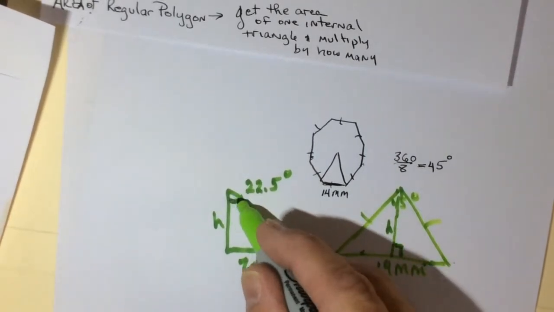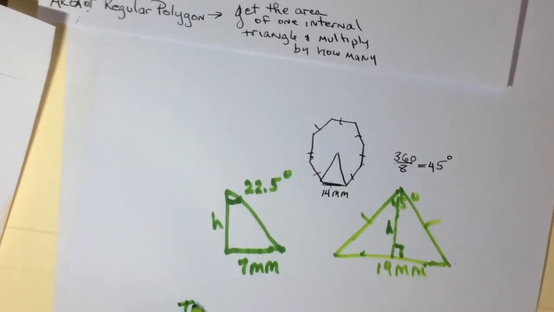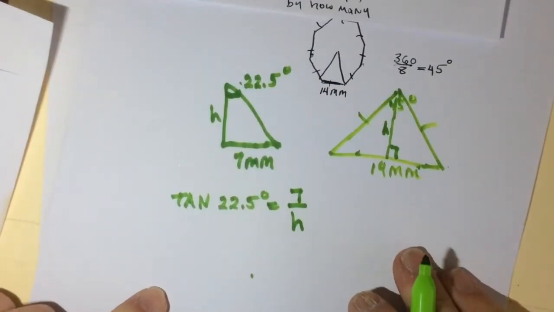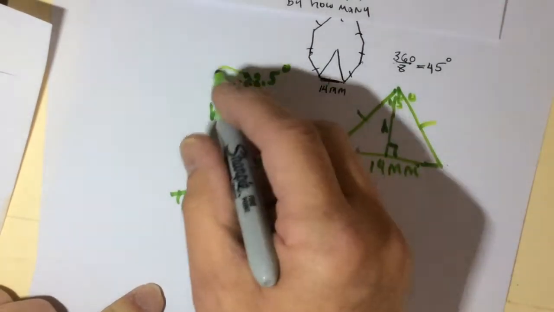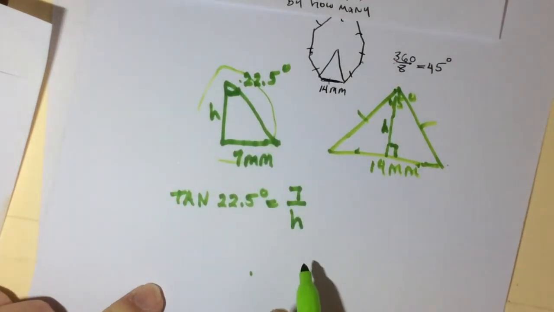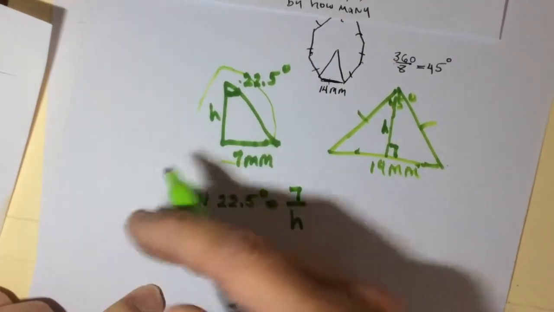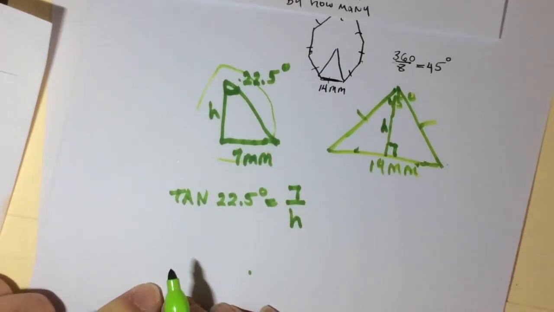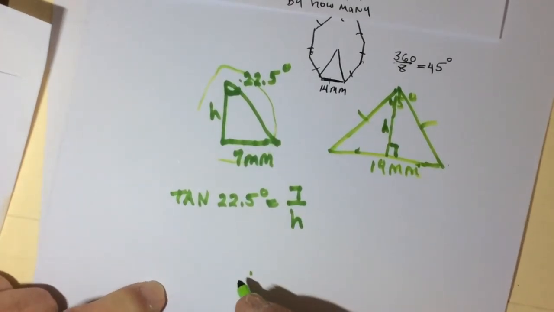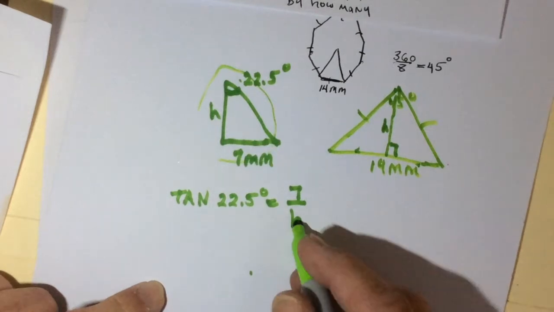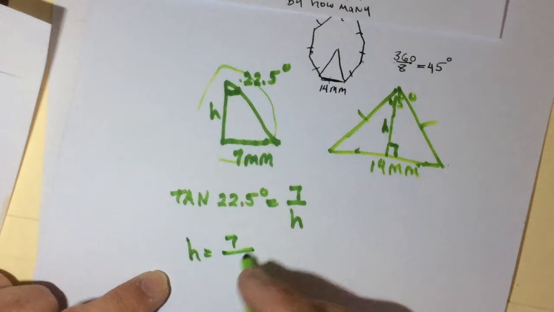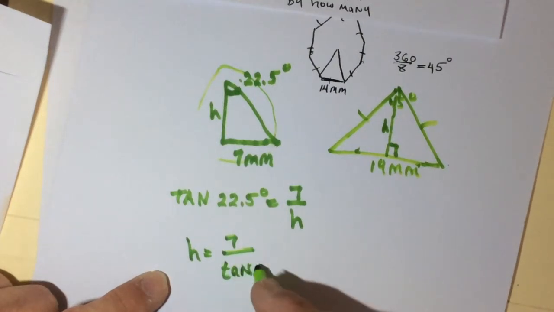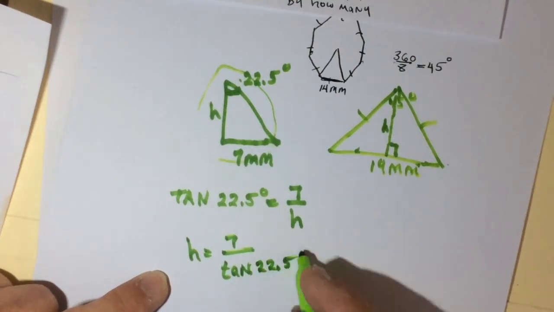Specifically, if I take the tangent of 22.5 degrees, that's going to be equal to 7 over the height of the triangle. This is exactly the same kind of problem you had to do in the last standard, and this is what builds on that. This is why you learn how to do that. So we know from doing this before that h is going to be equal to 7 divided by the tangent of 22.5.